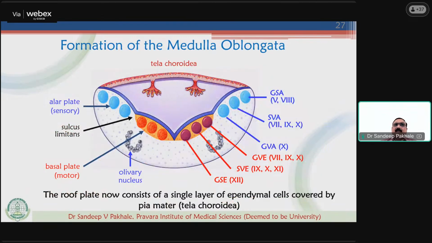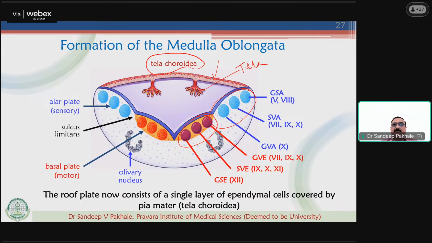In the myelencephalon, the roof plate now. So already two portions we have seen: this is motor, this is the sensory functional component, and this is the roof plate. This roof plate is thin, consisting of a single layer of ependymal cells covered by vascular pia mater, and together they form the tela choroidea.